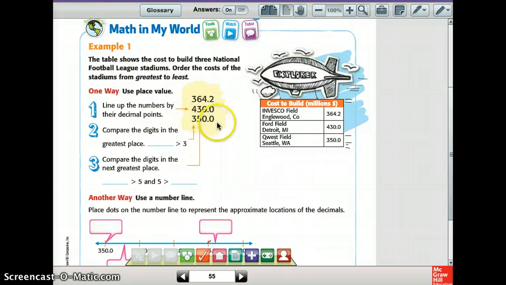So it's between these two, and they both have a 3 in the hundreds, so we have to move to the next place value. And this number has a 6, and this number has a 5. So we know that our next greatest number is 364 and 2 tenths. And then our least would be 350.